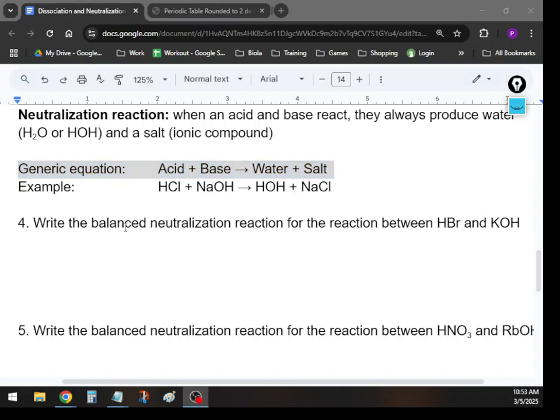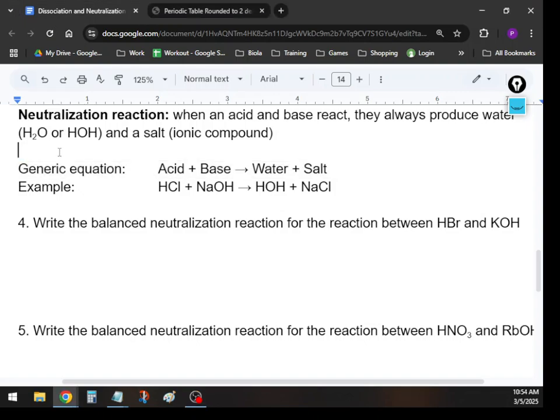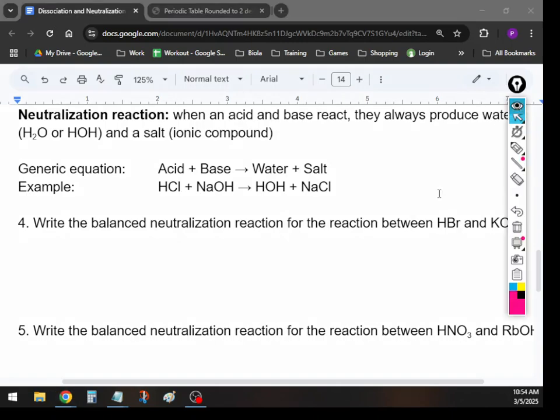All right, guys, so let's talk about how a neutralization reaction will work. So we have an example right here, and we're going to use this as our guide for writing neutralization reactions. So first, we have an acid right here. This is HCl. This is going to be our acid. And then we have our base, which is NaOH. Okay, and we're combining them together.